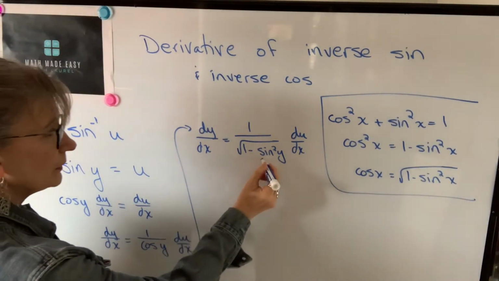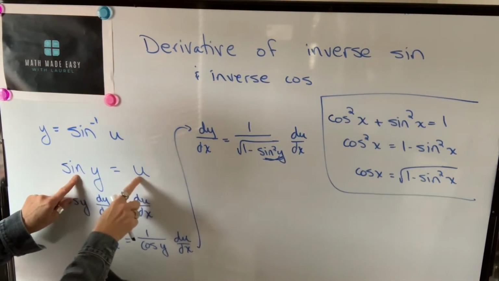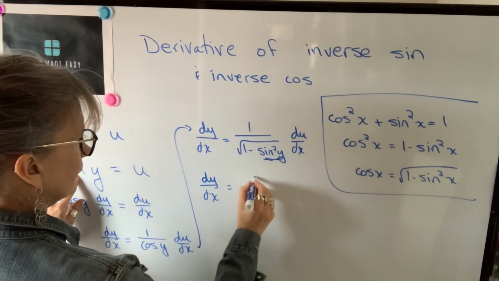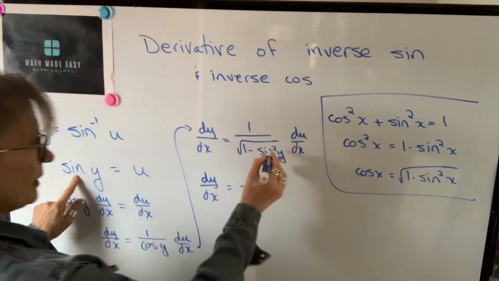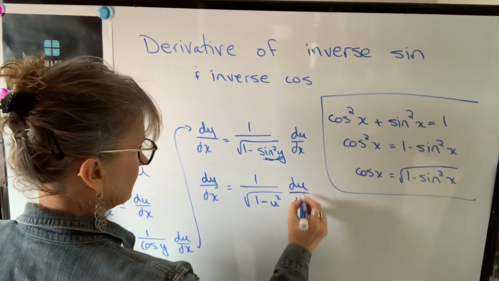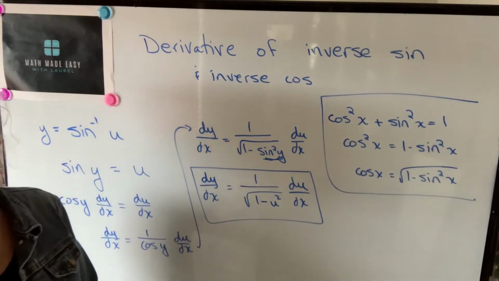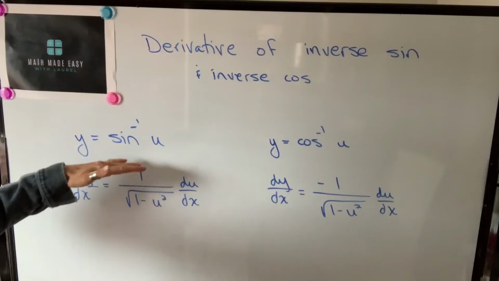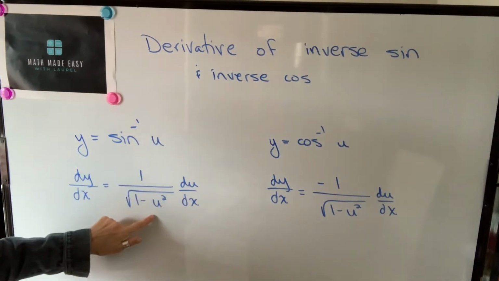Now, look what I've got here. I've got sine squared of y, and we know that sine of y is equal to u. Therefore, I can replace sine of y with u, but remember it's squared, so it'll be 1 minus u squared. So that's the derivative of the inverse sine function of u: 1 over square root of 1 minus u squared times du dx. So this is the formula we're going to use for finding the derivative of an inverse sine function.